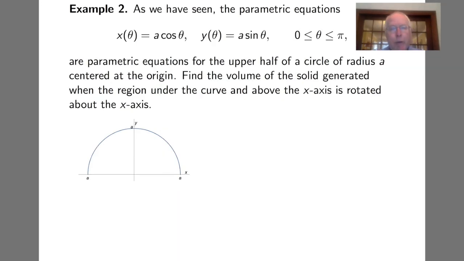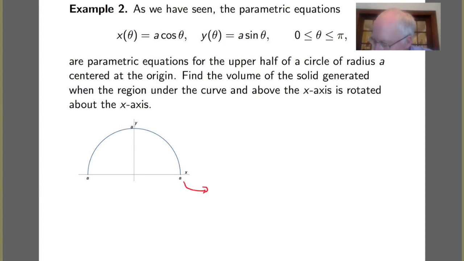In our next example, we compute a volume. So we're going to work with pretty standard but important equations here. x of theta is a cosine theta, y of theta is a sine theta. If we let theta go from 0 to pi, these equations generate the upper half of a circle of radius a. As you plot this circle, you'll find that it starts on the x-axis at (a, 0). This happens when theta equals 0. And by the time theta hits pi, we're over here. And the point has traveled around the circle, or at least a half circle, in the counterclockwise direction.